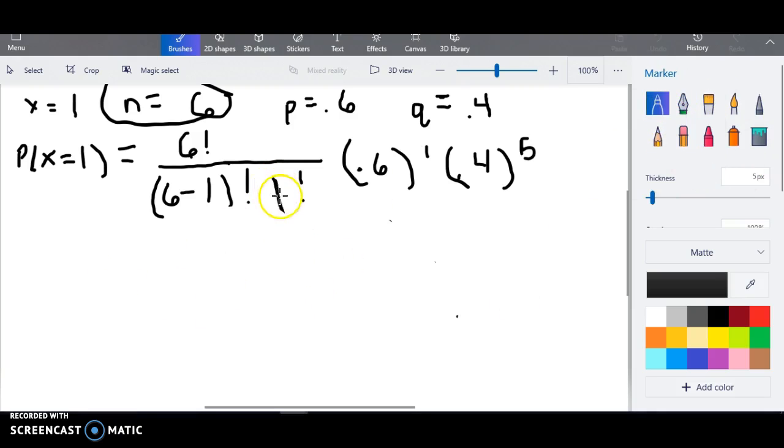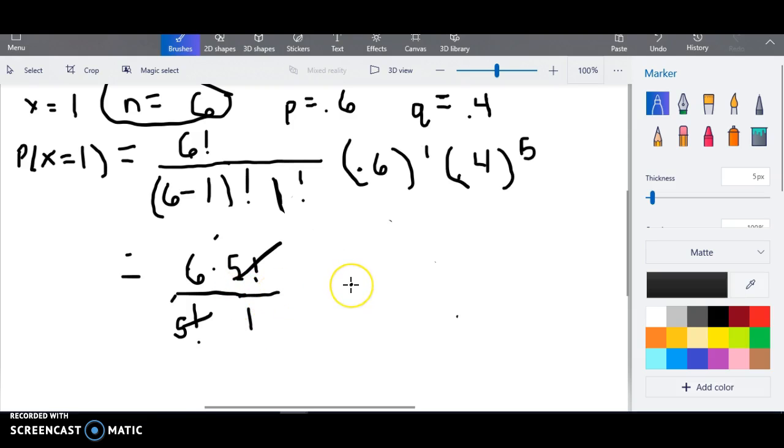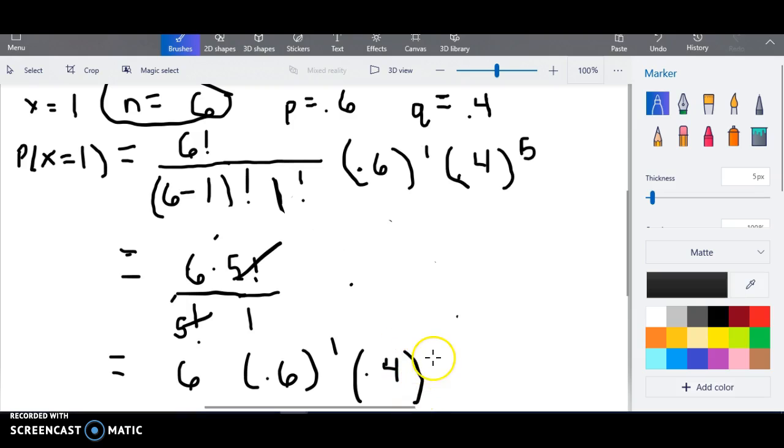Okay, so now we can work this. 6 factorial is, first of all, we're going to get 5 on the bottom. So we need the top to go down to 5. So we can cancel the bottom and the top out. So that's gone. And 1 factorial is just 1. So 6 over 1 is just 6. So we end up with, basically, 6 times 0.6 to the first times 0.4 to the fifth.